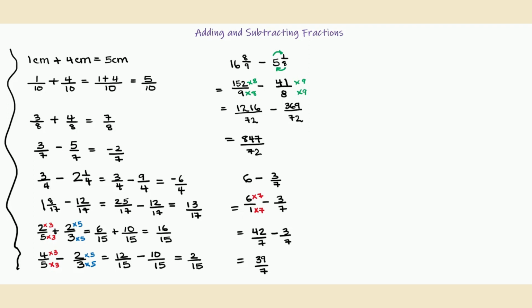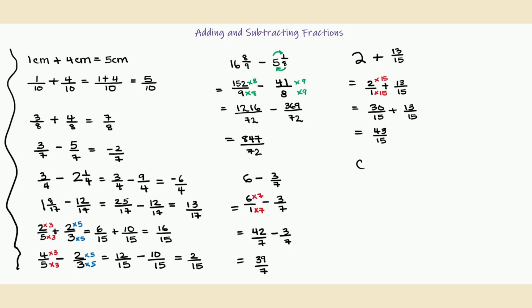Next example, 2 plus 13 over 15. So again, 2 can be written as 2 over 1 plus 13 over 15. To get that to have a denominator of 15, we multiply it by 15, both numerator and denominator. So 30 over 15 plus 13 over 15 is 43 over 15.